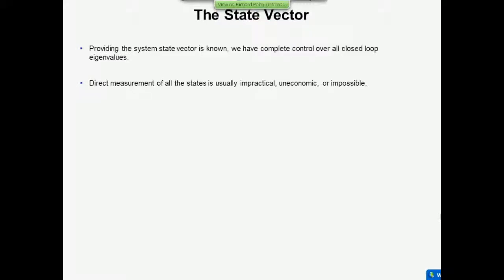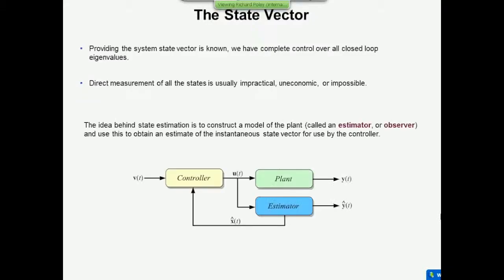Now here are the fundamental facts that we've got to contend with. Providing you know what the state vector is, you've got complete control over all the closed loop eigenvalues. I've shown you that through the design of the K-matrix you can place them anywhere you like. So that's nice. But unfortunately, direct measurement of all these states is either impractical, uneconomical, or just downright impossible. So we have a problem on our hands. We have to obtain the state vector for use in the controller.